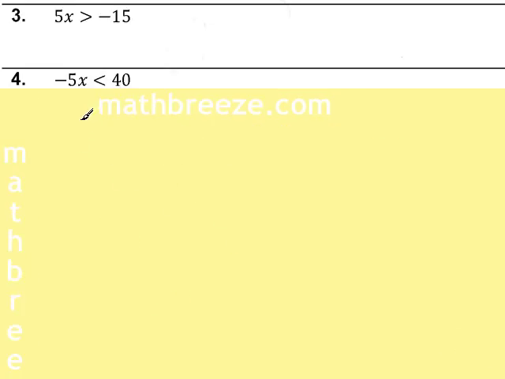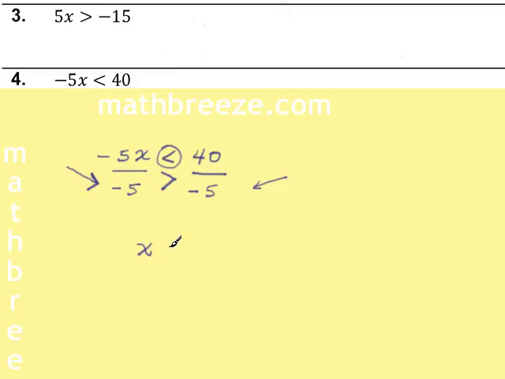All right, number 4, we have the inequality negative 5x is less than 40. So we're going to divide both sides to get x by itself. We're going to divide both sides by negative 5. Now we are dividing both sides by a negative. So here our rule does apply, and right away we're going to switch the direction of this inequality. The negative 5s cancel on the left, and we get x is greater than 40 divided by negative 5, which is negative 8. x is greater than negative 8.